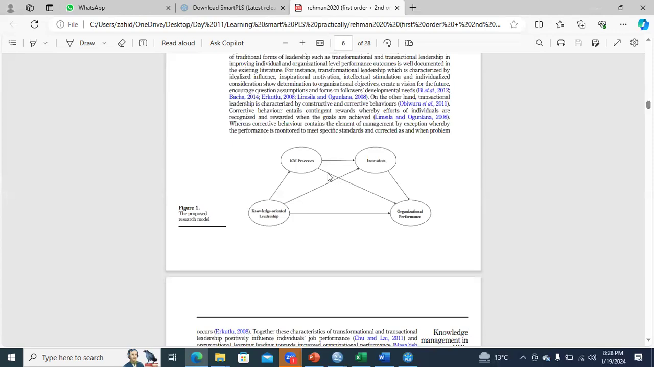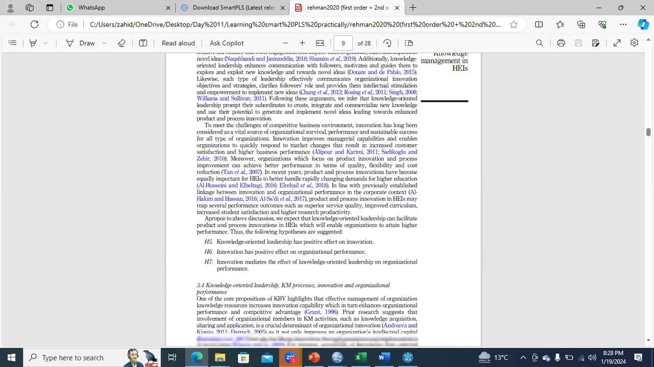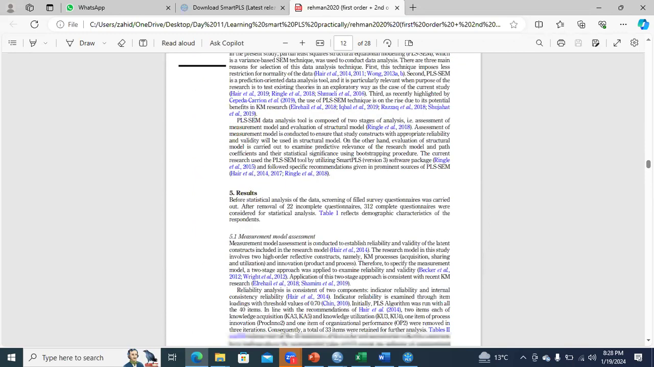And from here, they have run basically, in my previous session yesterday I have told about it, this is serial mediation. They have used two mediators, KM process and innovation, and they have measured the impact of knowledge oriented leadership as an IV on organizational performance as a DV, and taken two mediators. So this process can be applied using Smart PLS, and they might have applied it. If we can see their results, just a minute.